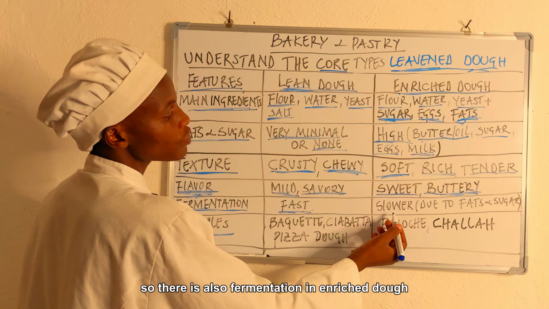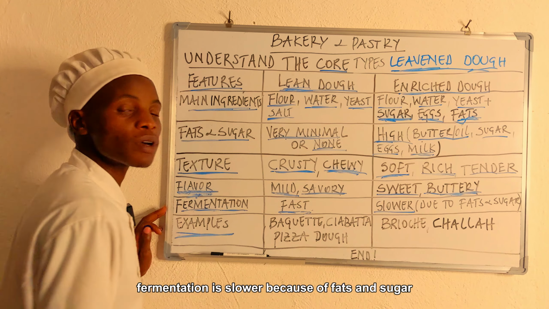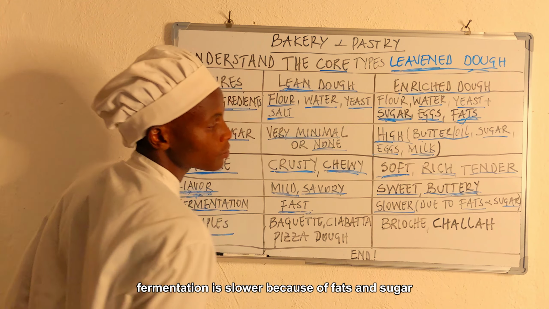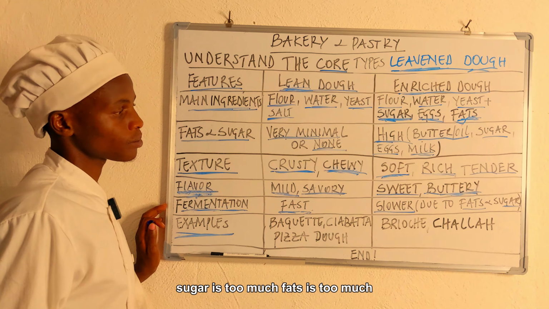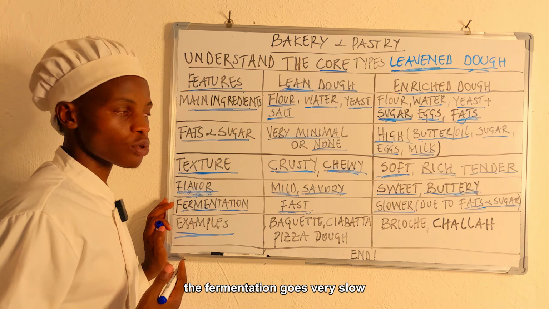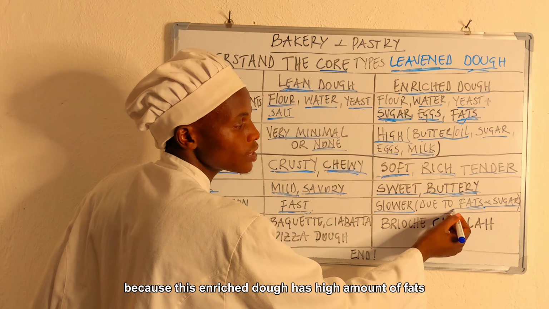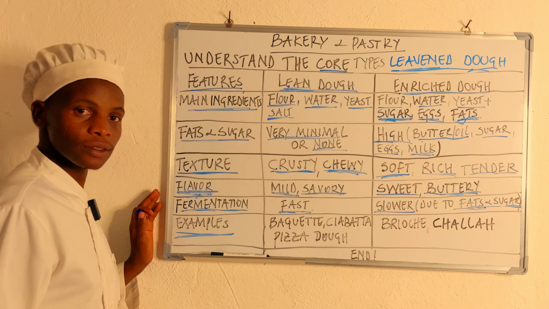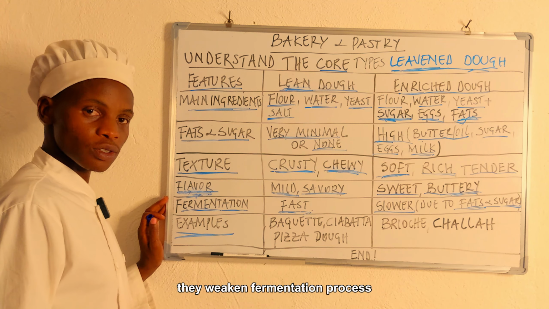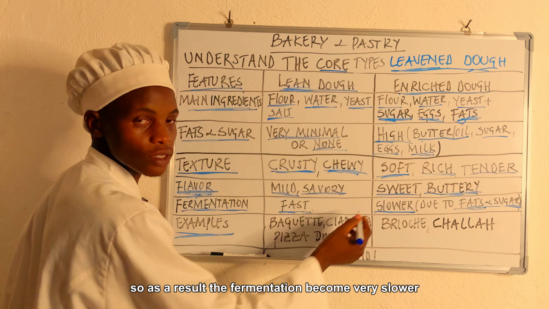So there is also fermentation in enriched dough. Here fermentation is much slower because of fats and sugar. Sugar is too much. Fat is too much. So the fermentation goes very slowly because this enriched dough has a high amount of fat and sugar. Both ingredients, when they are too much, weaken the fermentation process. As a result, the fermentation becomes very slow.